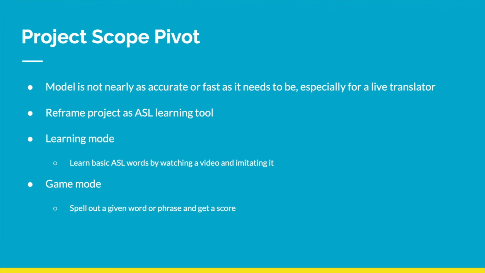So I've decided to reframe this project as an ASL learning tool, ASLingo if you will. There will be at least two modes: the learning mode, in which the user learns basic ASL words by watching a video and imitating it, and the game mode, where the user tries to spell out the given word and get a score for how accurate they were. Of course, the model still needs to be accurate enough to be a good language learning tool, but with the scope narrowed down, this seems like an achievable goal.